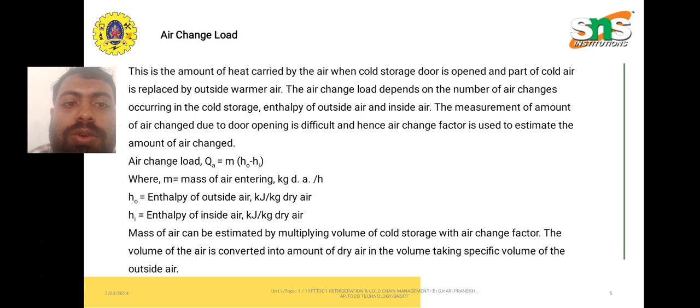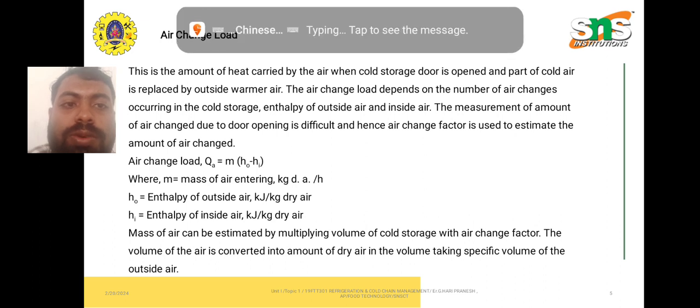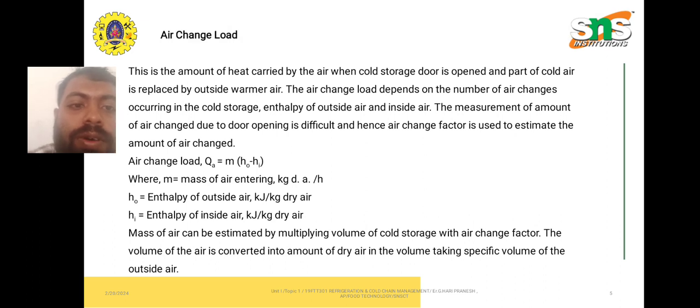Air change load QA is equal to m (H0 minus Hi), where m is the mass of air entering in kilograms, H0 is the enthalpy of outside air in kilojoules per kg of dry air, and Hi is the enthalpy of inside air in kilojoules per kg of dry air. Mass of air can be estimated by multiplying the volume of cold storage with the air change factor. The volume of air is converted into the amount of dry air in the volume, taking the specific volume of outside air.